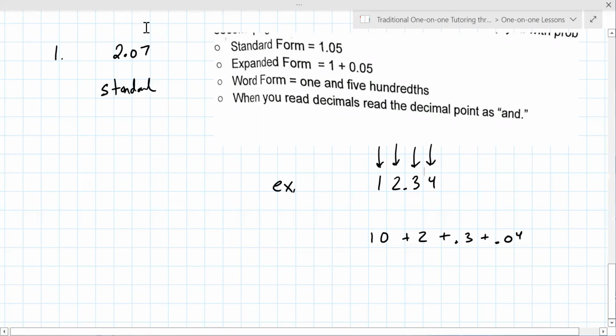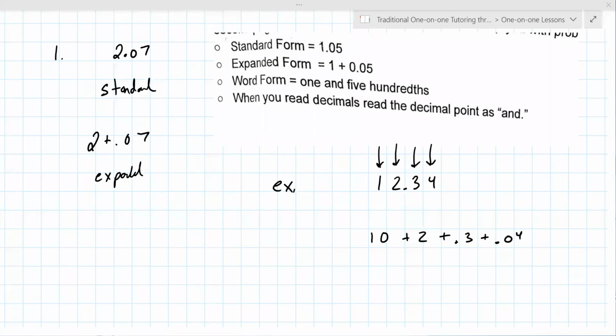But what we have to do in number 1 is write it in expanded form. You have to write it as 2 plus 0.07 for expanded form. That's part of it. It says to write each thing in each of the forms.